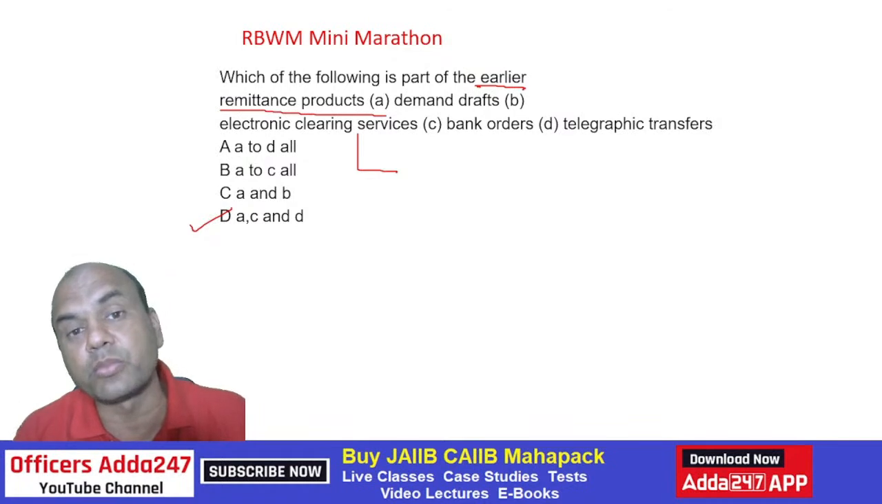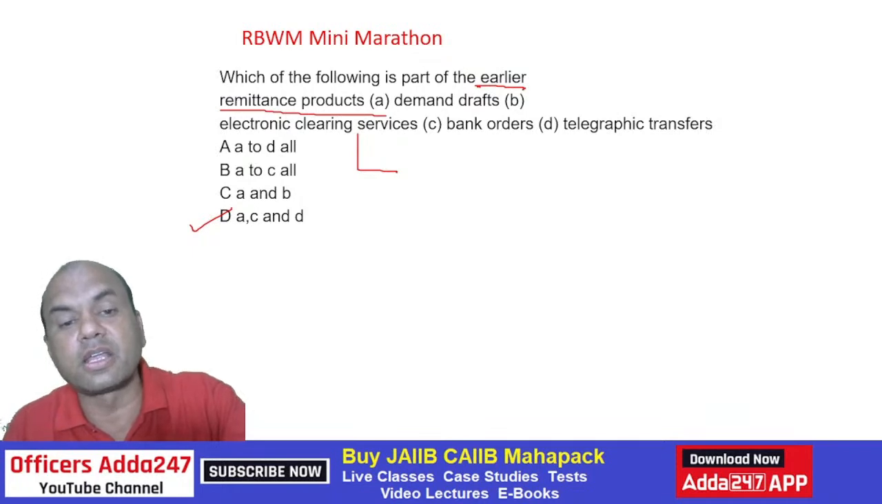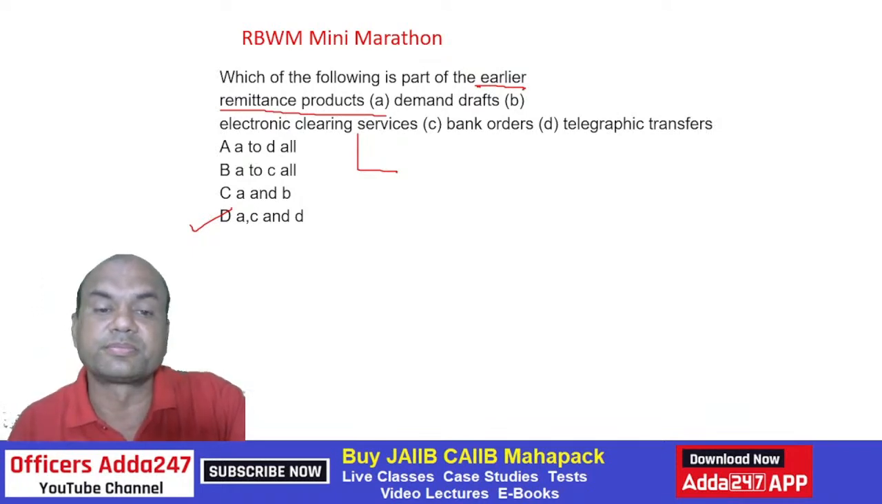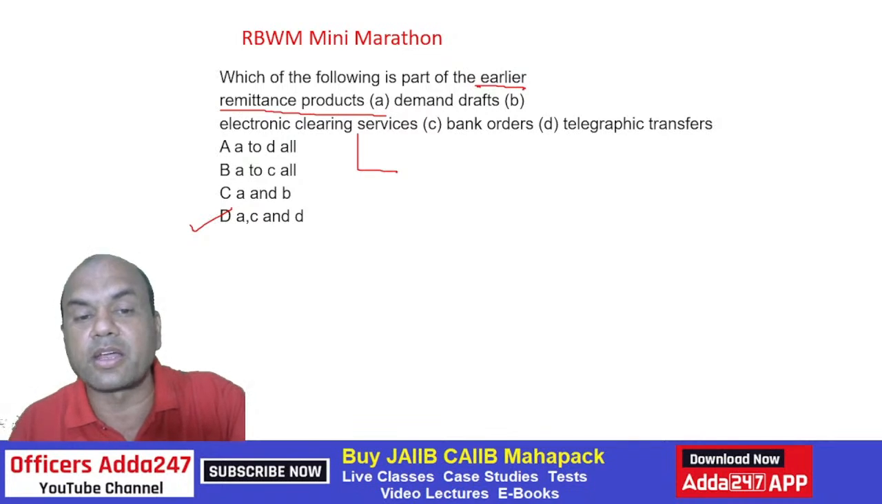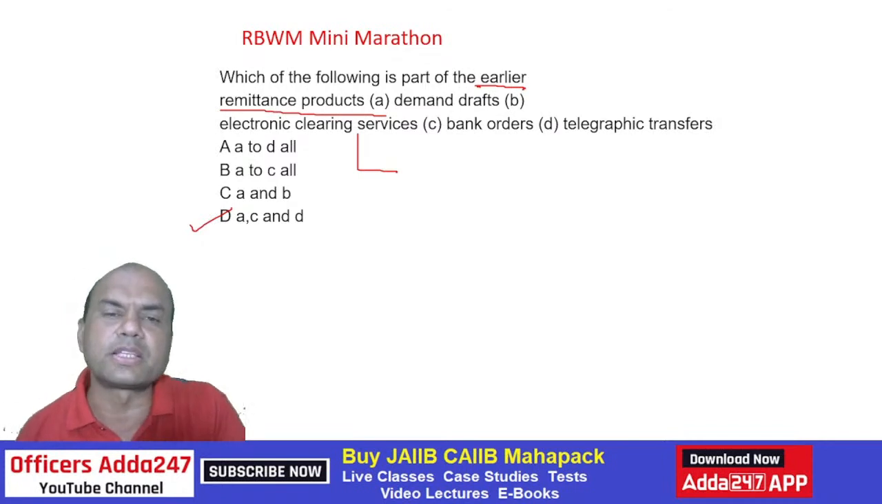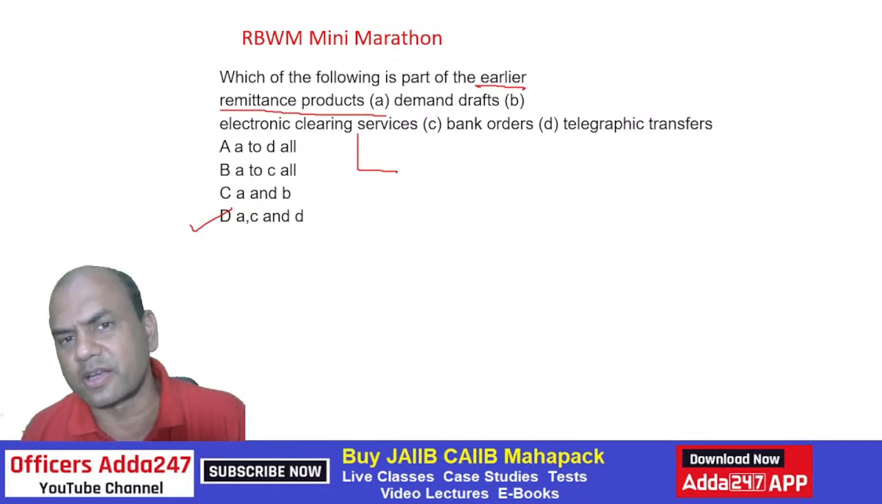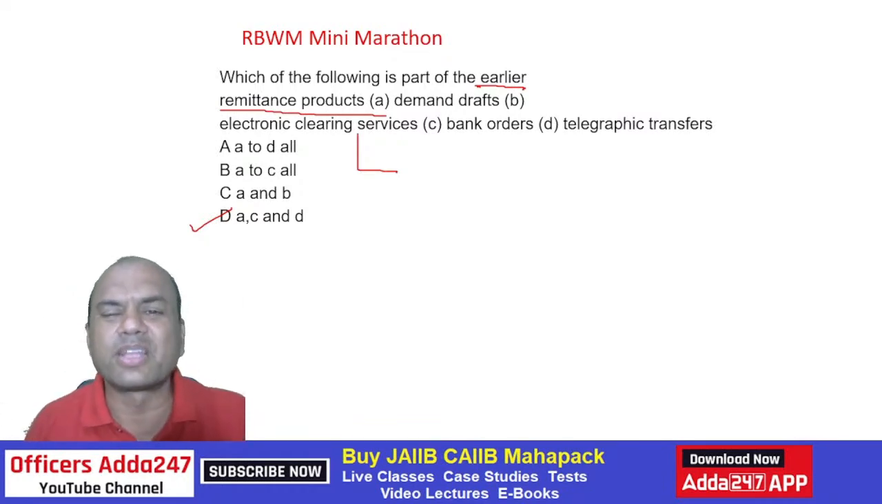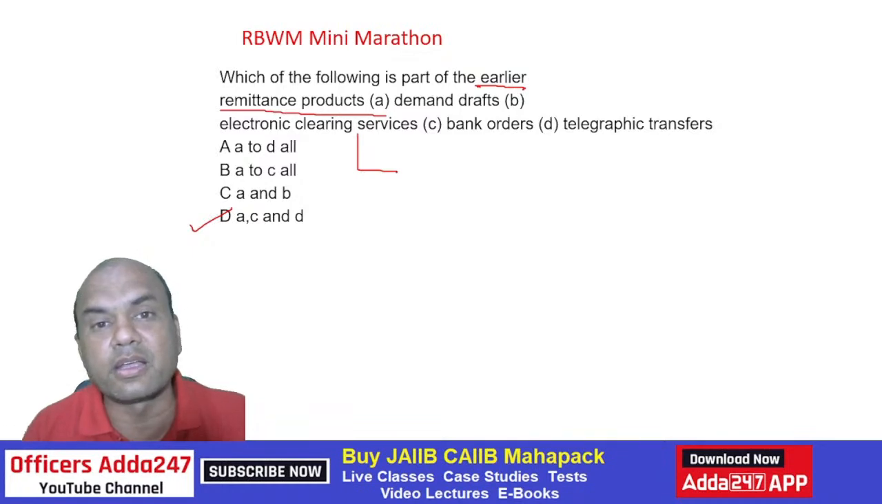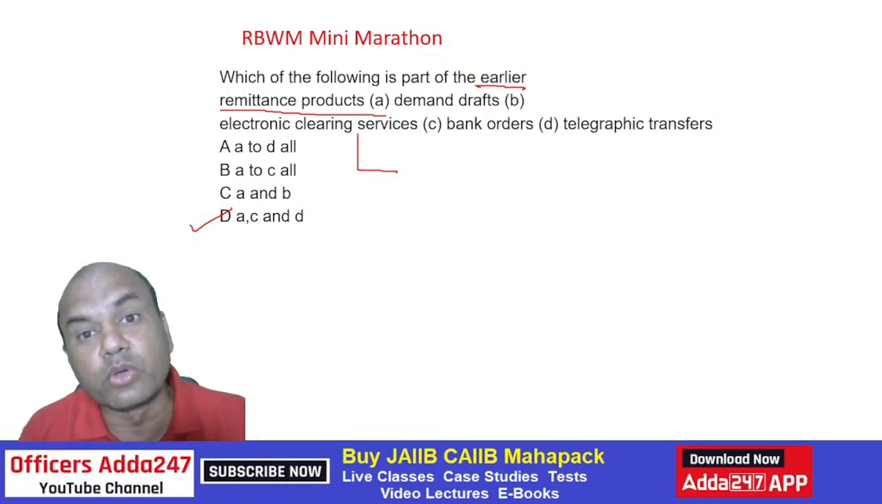You are having this in your portion also. So the earlier remittance products are these. This is demand draft. Then bank orders. Bank orders and demand draft are roughly one and the same thing. What is the difference between pay order and demand draft? Only that a pay order is given within the same city and a demand draft is given outside the city, right? But nowadays, many of the bankers who have joined in the last year will not even know what a demand draft is.